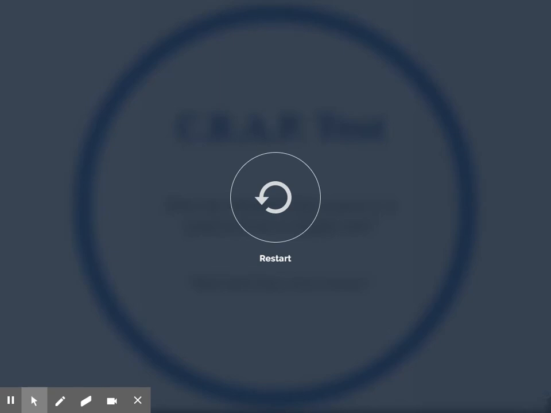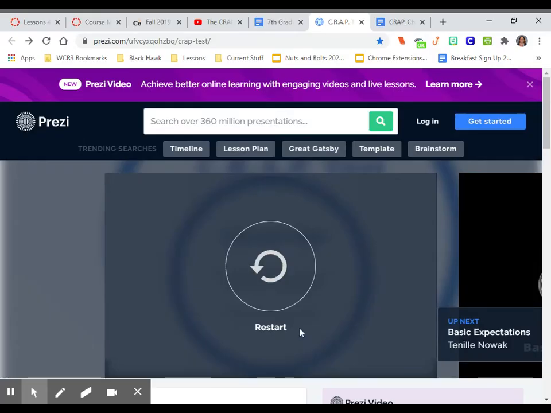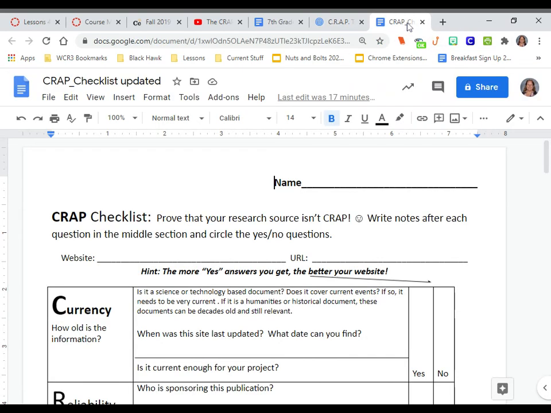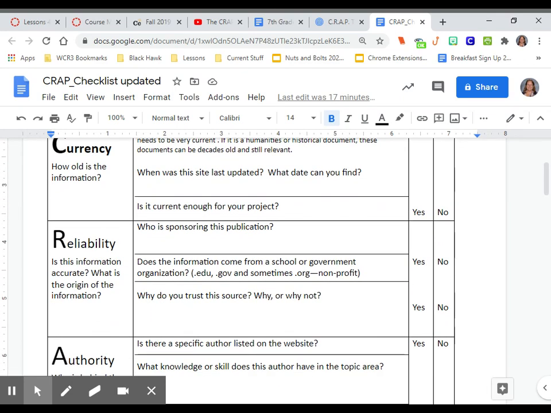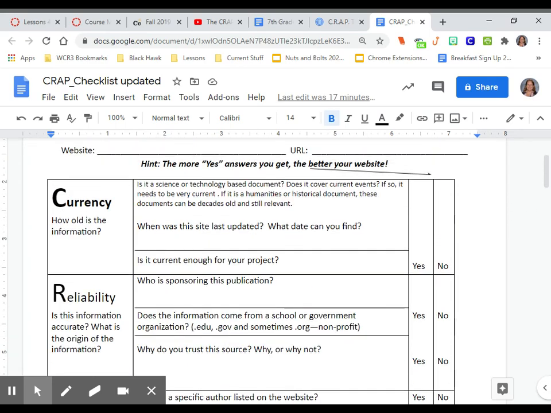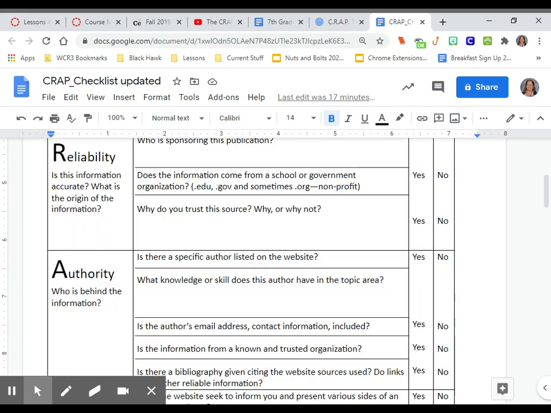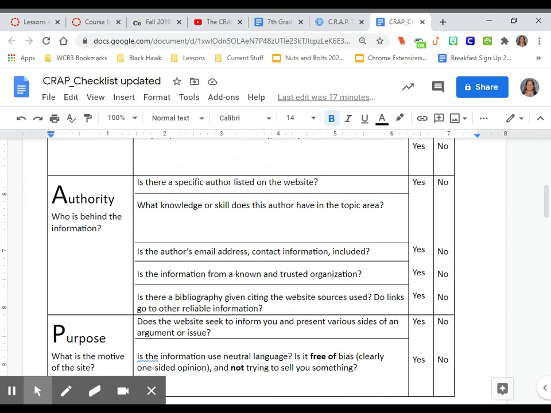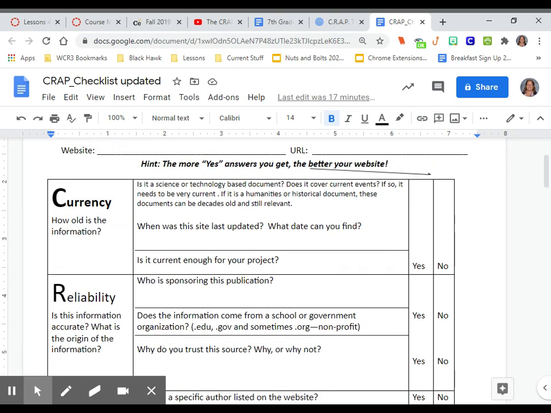Okay, so that's the end of our Prezi slides. I want to show you this now. This you will be using today. This is the CRAP checklist. It goes through all four letters: currency, reliability, authority, purpose.